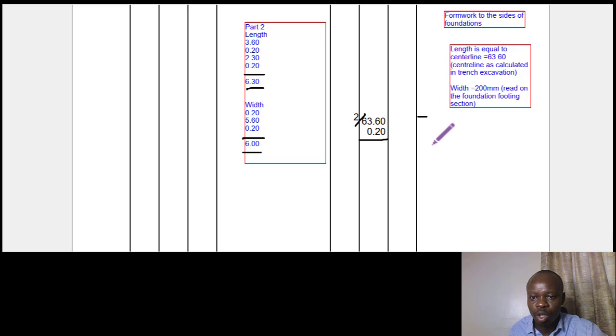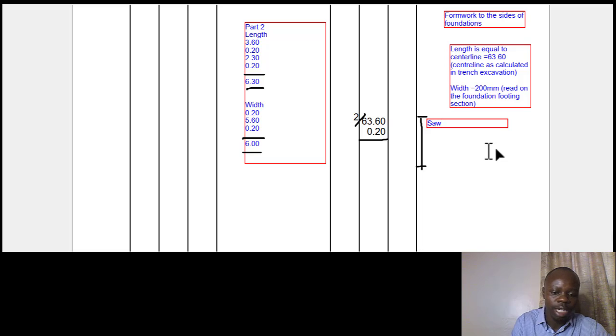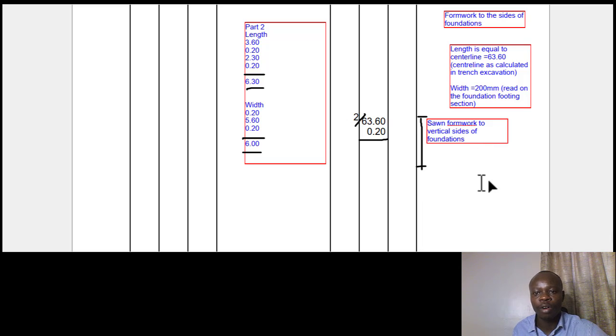As usual, you do your bracketing quite properly. Once you have your bracket, you go ahead and make up your description. So this is formwork to the side, so you can just talk about sawn formwork to the vertical sides of foundations. It's as simple as that.